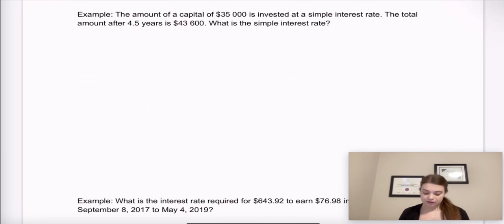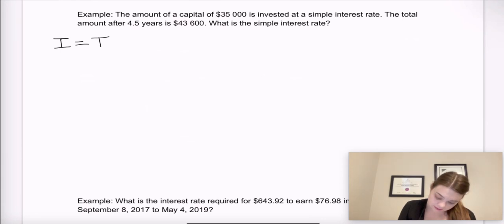Okay, so first of all, we need to figure out how much interest we earned on this money overall. So as we know, the interest earned is going to be equal to the overall amount, right? The total amount minus the capital. Now, how do we know that?